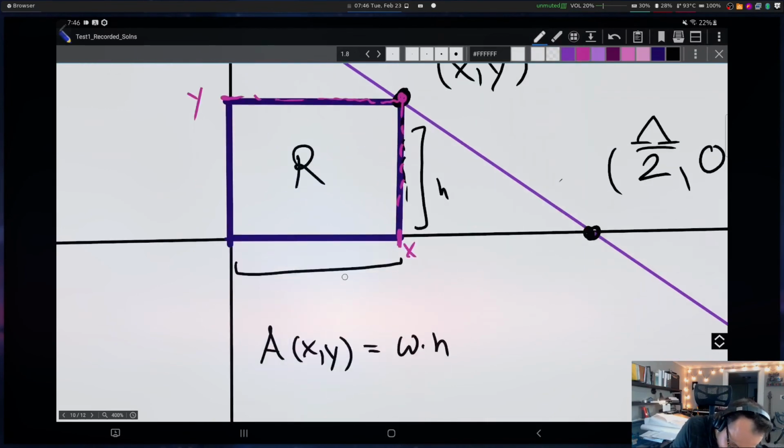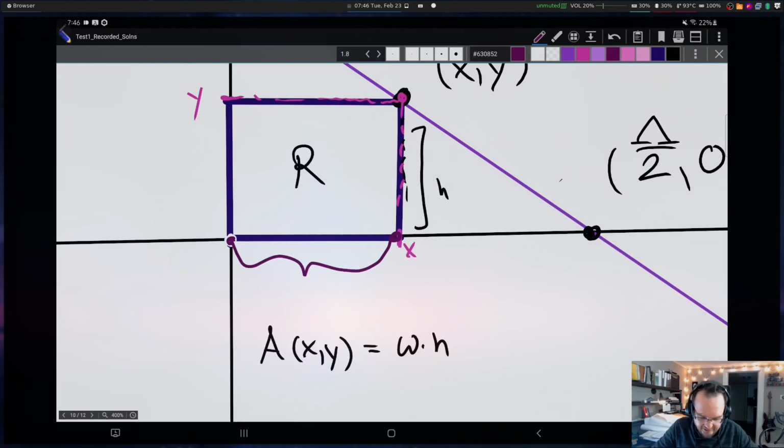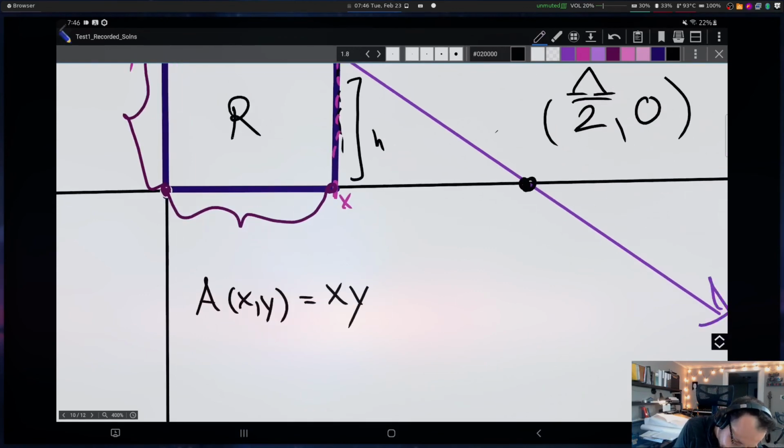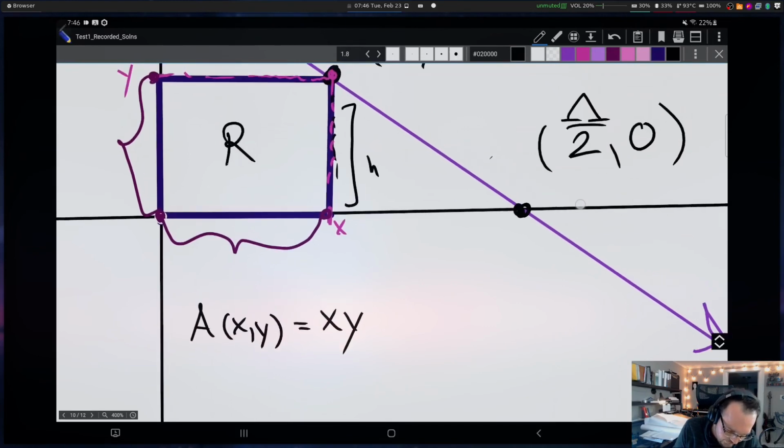And this width is just the distance between this point here and this point here, which is literally just the x value. And the height is the distance between this point here and this point here at 0, and that's literally just the y value. Sorry, I'm kind of losing my voice a little bit here. So really the area is just going to be x times y, the width times the height.